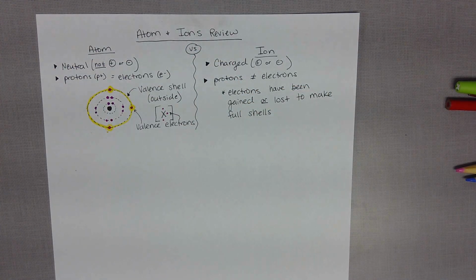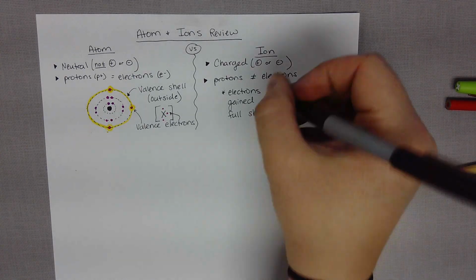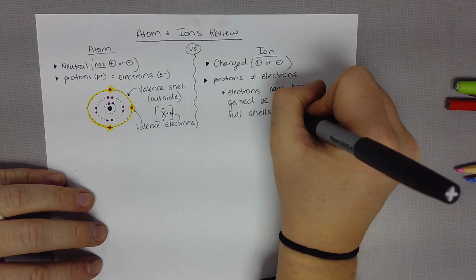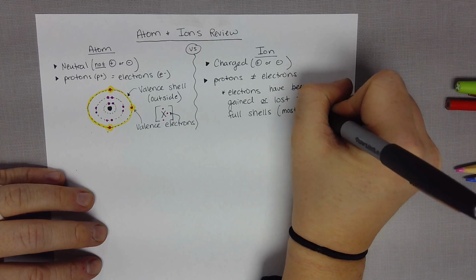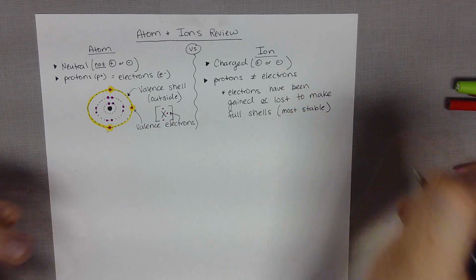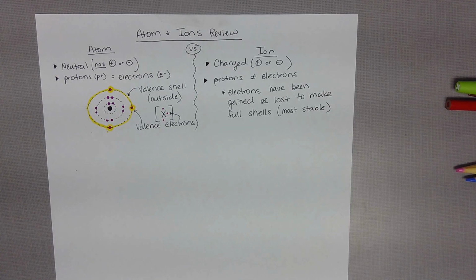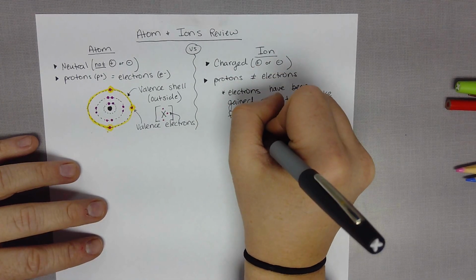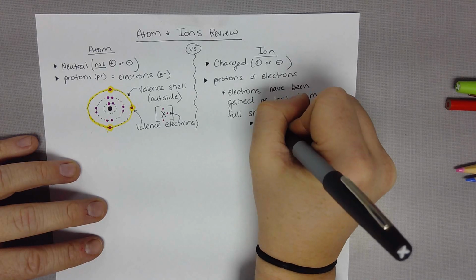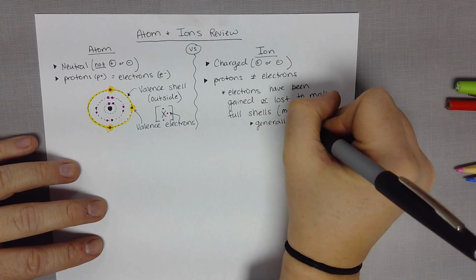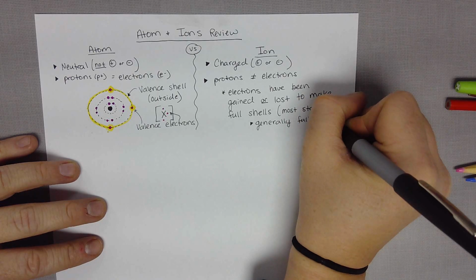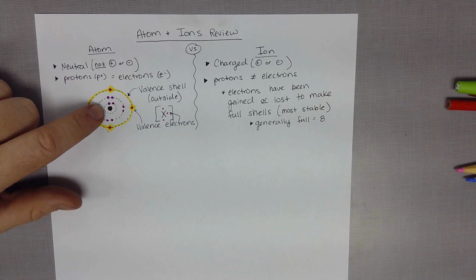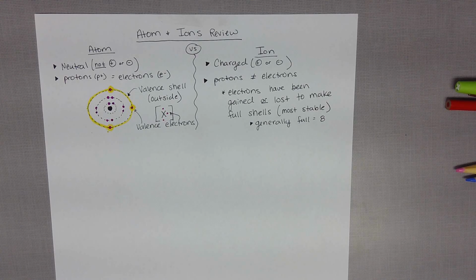This is to maximize their stability. A full shell is the most stable arrangement for an atom becoming an ion. Generally, a full shell is 8. The exception being that first ring that only holds 2, but for our level, knowing it's generally 8 is going to be right more often than not.